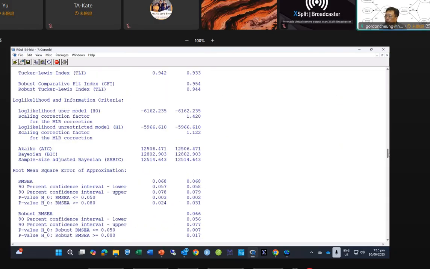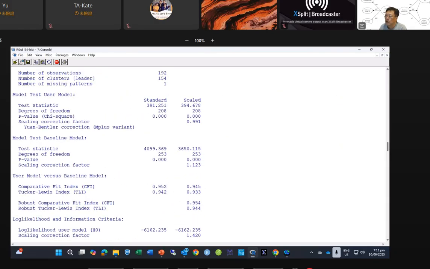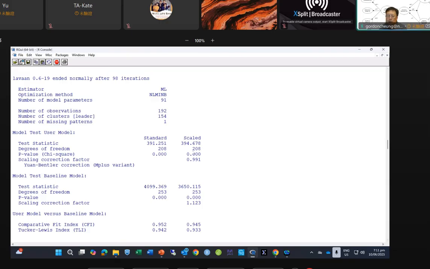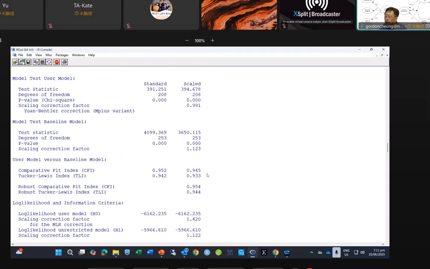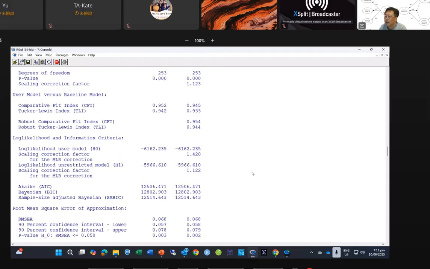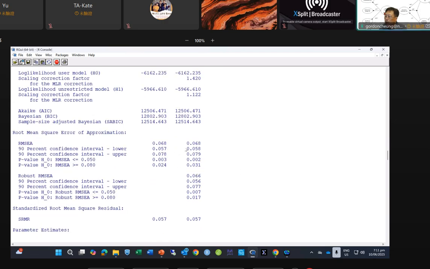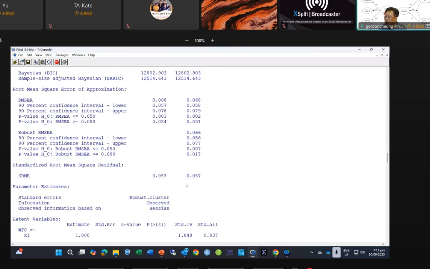First, we will look at the fit indices. We have 208 degrees of freedom. The chi-square is 394. Okay. CFI 0.945, RMSEA 0.068, and SRMR 0.057. So our fit indices indicate our model fits the data adequately.